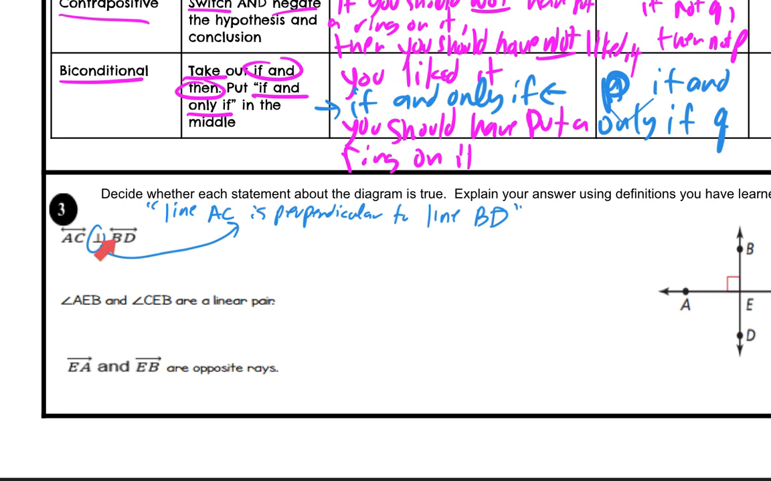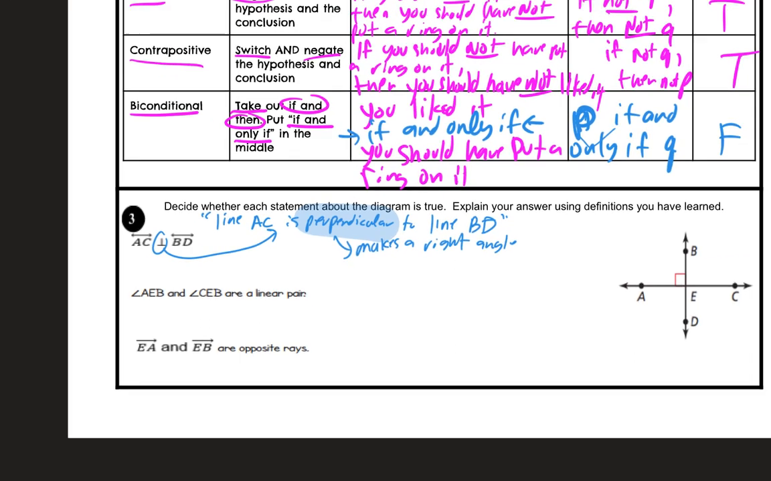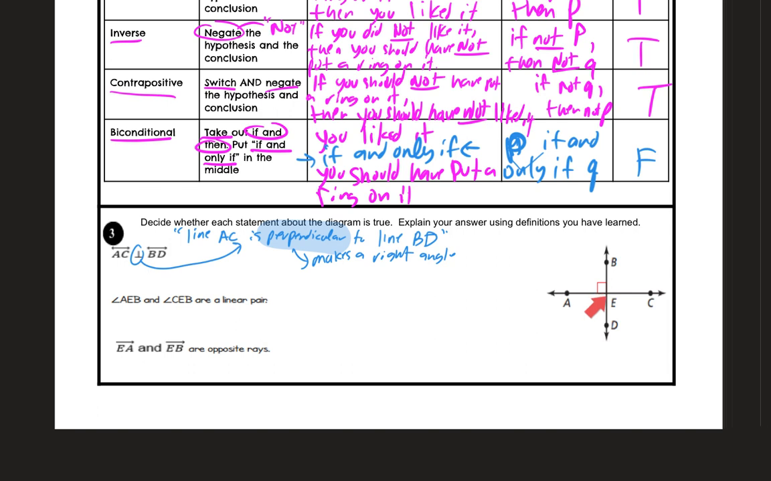Okay, so we're seeing, is that a true statement or not? Line AC is perpendicular to BD. Well, what does perpendicular mean? Okay, perpendicular means makes a right angle. So let's take a look. It says AC and BD. So let's trace those out real quick. Let's change the color. AC is this right here, right? And BD is that right there. Okay, so we have two lines that cross. What does this tell us? That tells us it's a 90-degree angle, right? So what's our statement? We would say true.